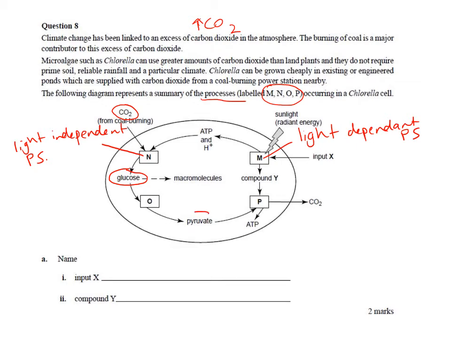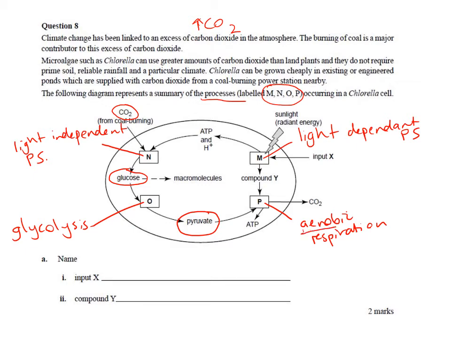Now this has told us here that between process O and P, pyruvate is made. So O must be glycolysis, and then P would be aerobic respiration. Okay, so the pyruvate enters aerobic respiration. What would be our compound that is released from the light-dependent stage of photosynthesis and enters aerobic respiration?